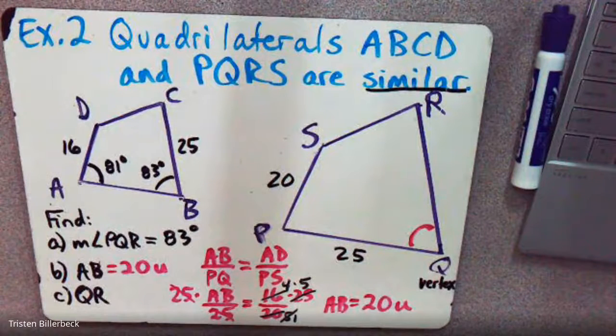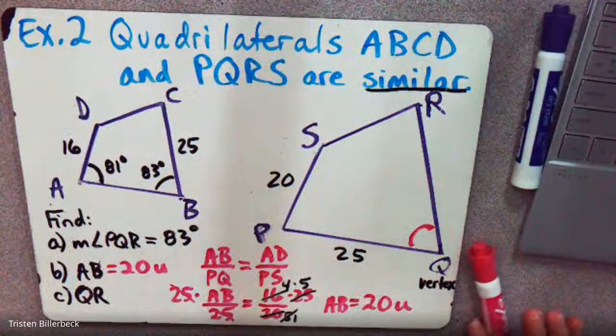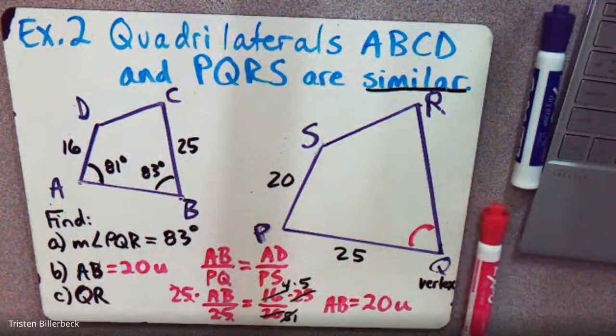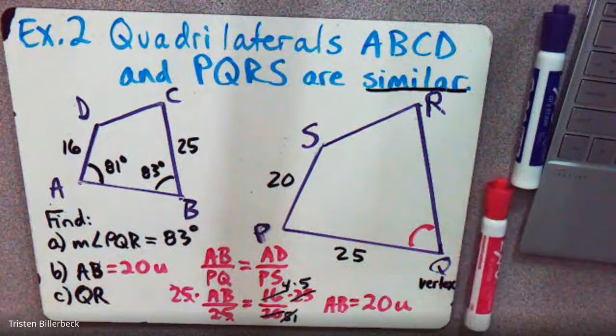All right, so make it easy on yourself. Take out some greatest common factors before you do the mega multiplication, okay?